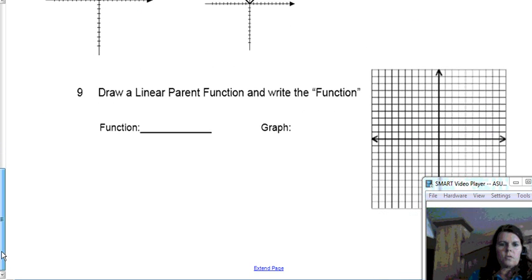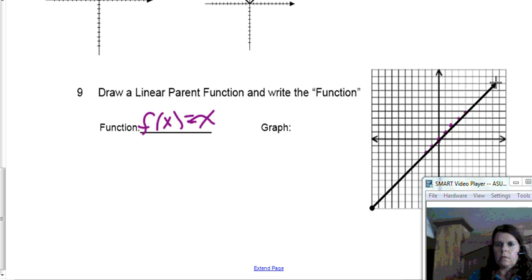And then number 9 says draw a linear function and write the function. I'll do this one with you. F of x equals x. If you look that up in your parent function card, you'd see it. F of x equals x. The graph goes through the middle, and then it goes through 1, 1, 2, 2, 3, 3, 4, 4, negative 1, negative 1, negative 2, etc. And then your line looks, let's see if I can do it. It'll look like that. But it's going to have an arrow on both ends. Make sure you put an arrow right there on this end.